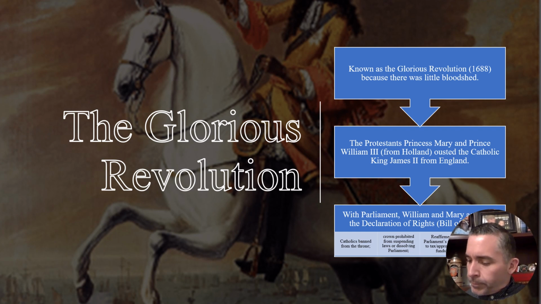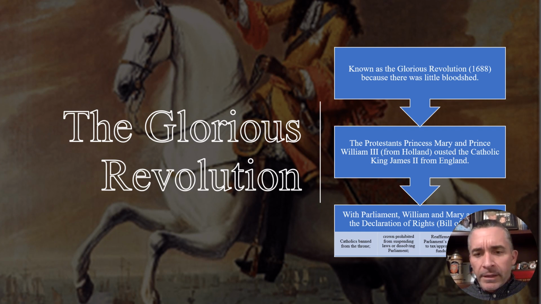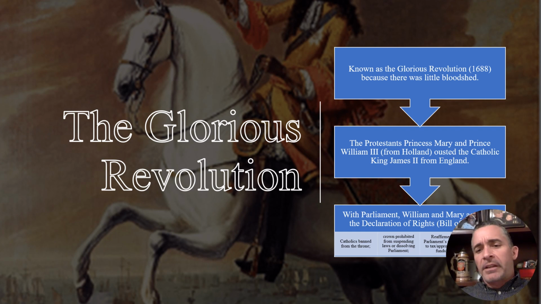So Parliament could no longer be dissolved by the king. Parliament had free speech. They could meet as regularly as they wanted to. They had free elections, and also as part of the Declaration of Rights, or the Bill of Rights, Catholics were banned from being the monarchs in England. So this solidified the power of Parliament as a check on the king.